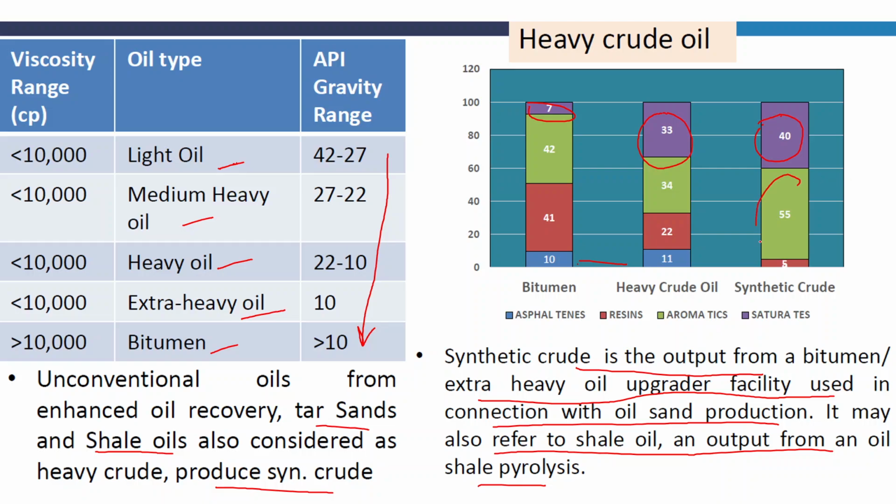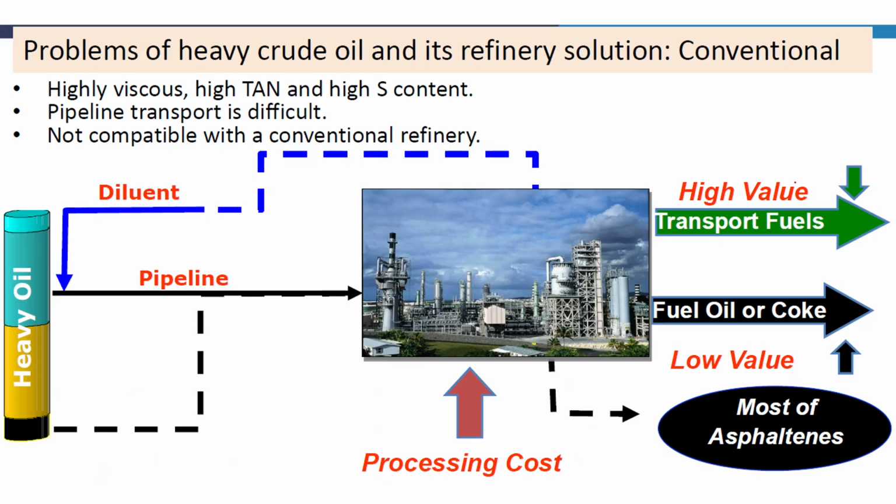Saturated as well as aromatics is also present in a very large quantity. So, the problems of heavy crude oil and its refining: the problems with the conventional refinery units in processing heavy crude oil. What were the problems encountered in the conventional units in the past? Basically, it has higher viscosity, higher total acid number, higher sulfur content.